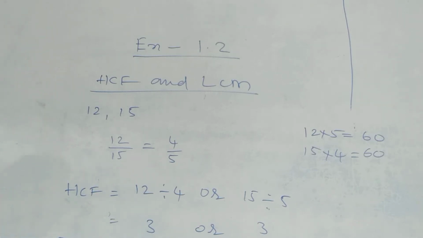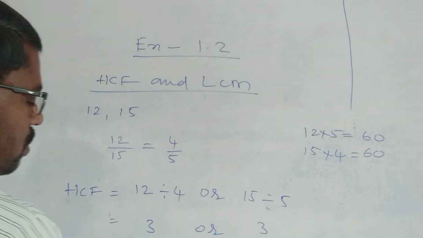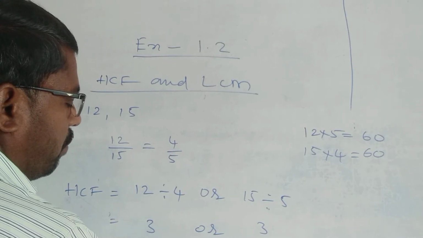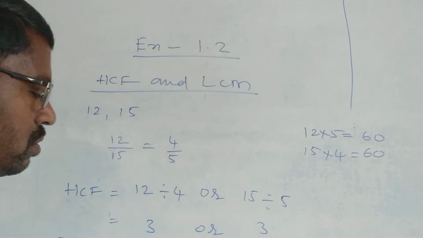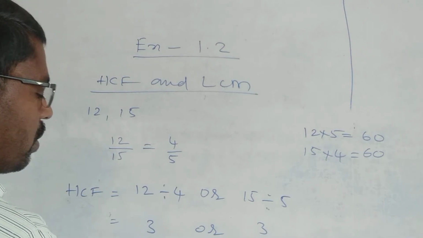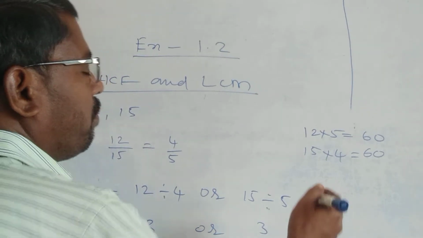So what we are going to conclude is that the LCM of 12 and 15 is 60.